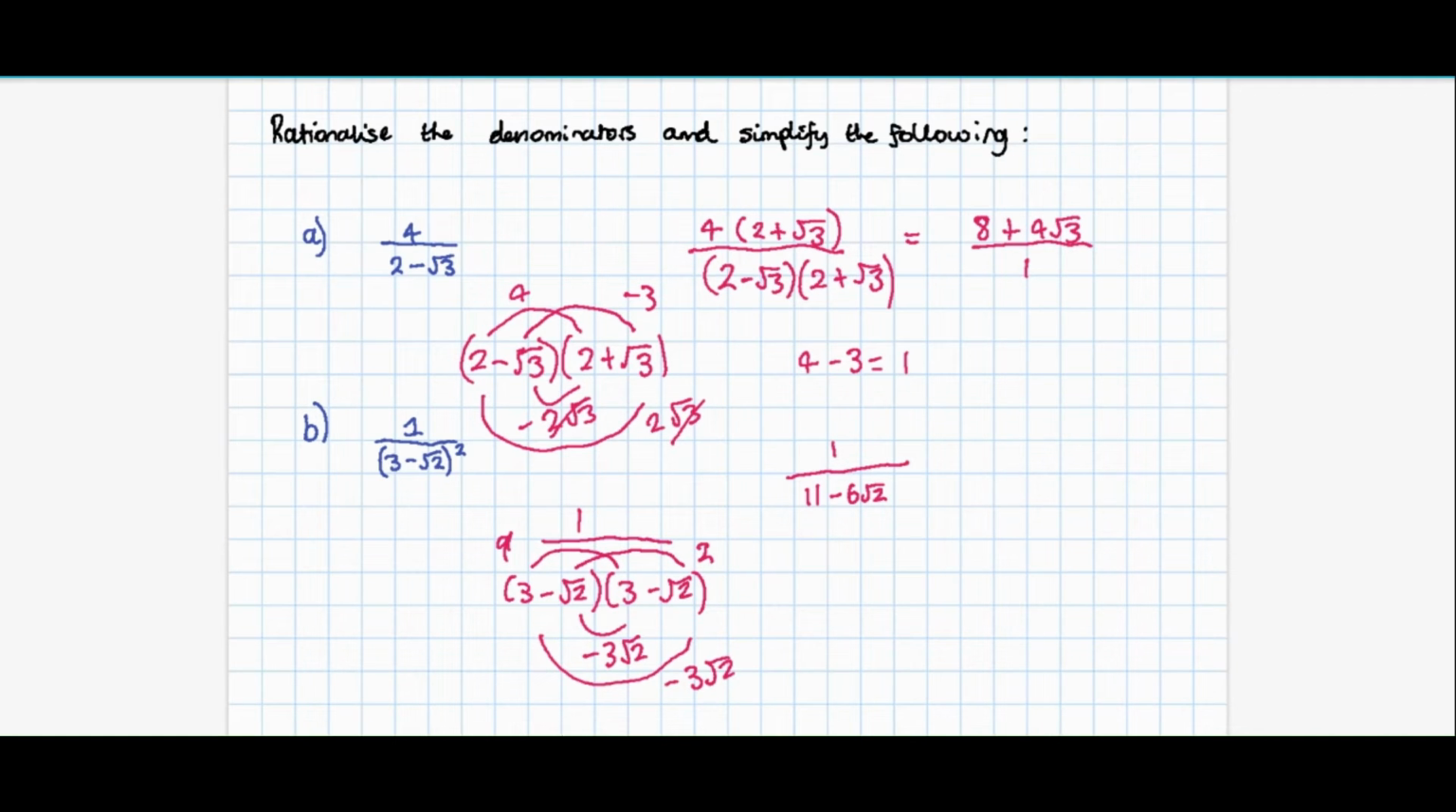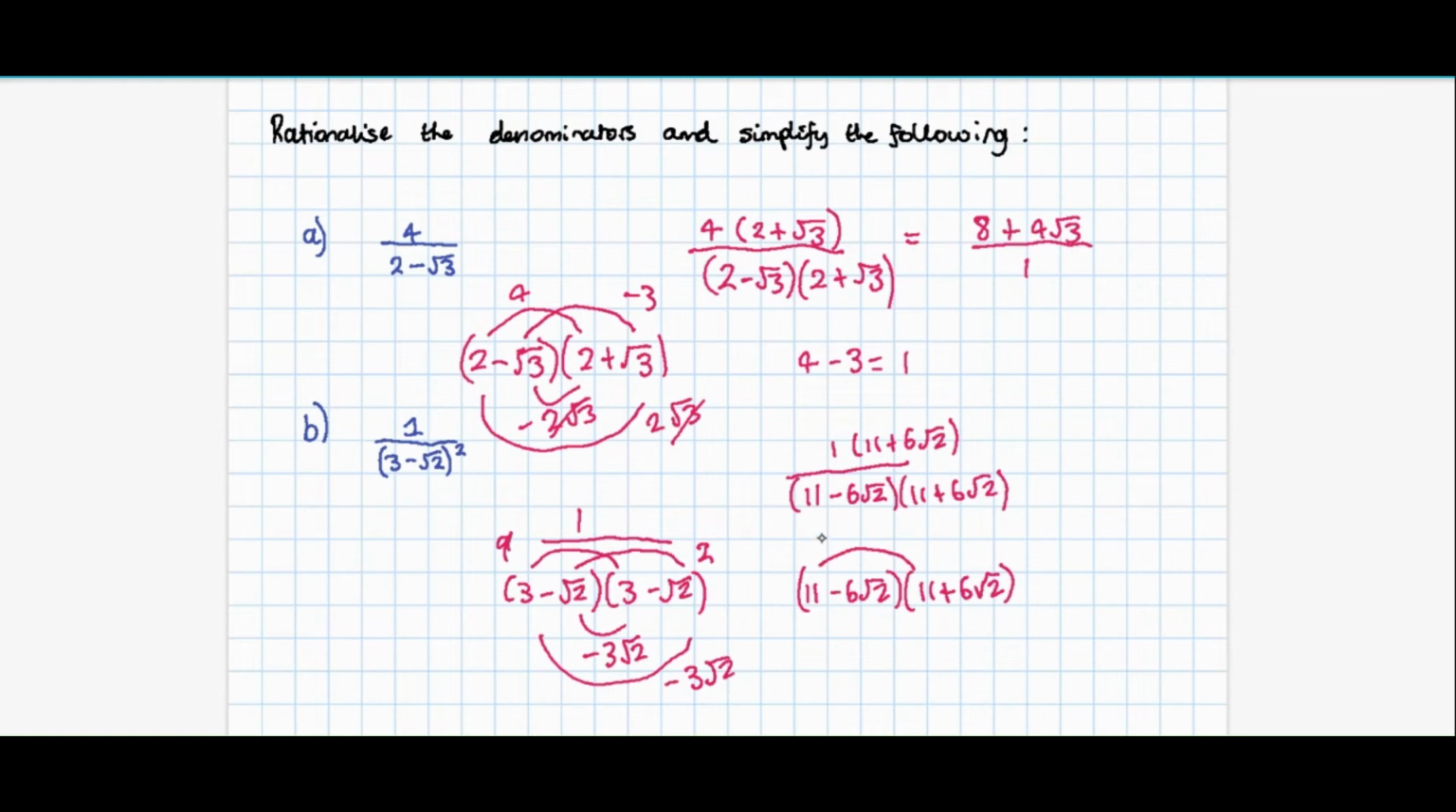Now, what you're going to want to do is the same as what we did on the top one. So we're going to times this top bit here by 11 plus 6 root 2. And then times the bottom one now by 11 plus 6 root 2. So let's expand the denominator here. So we've got 11 minus 6 root 2 times by 11 plus 6 root 2.